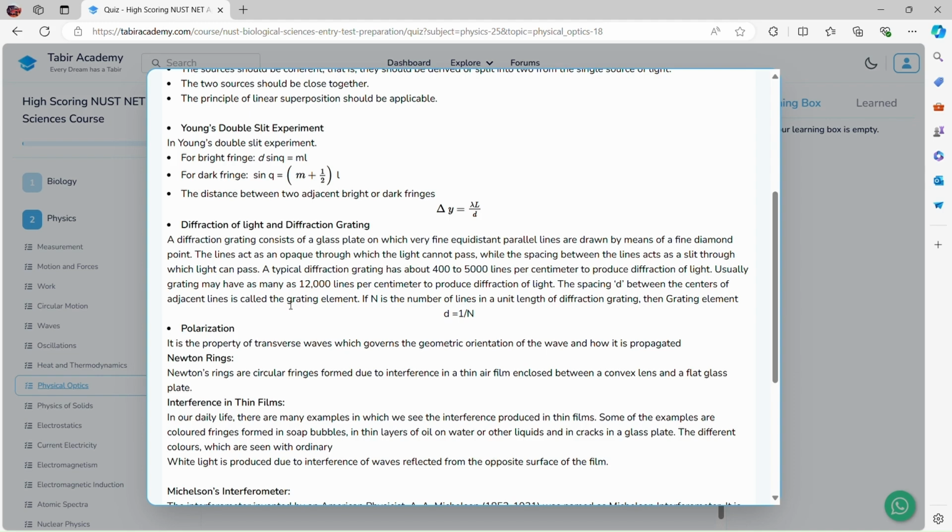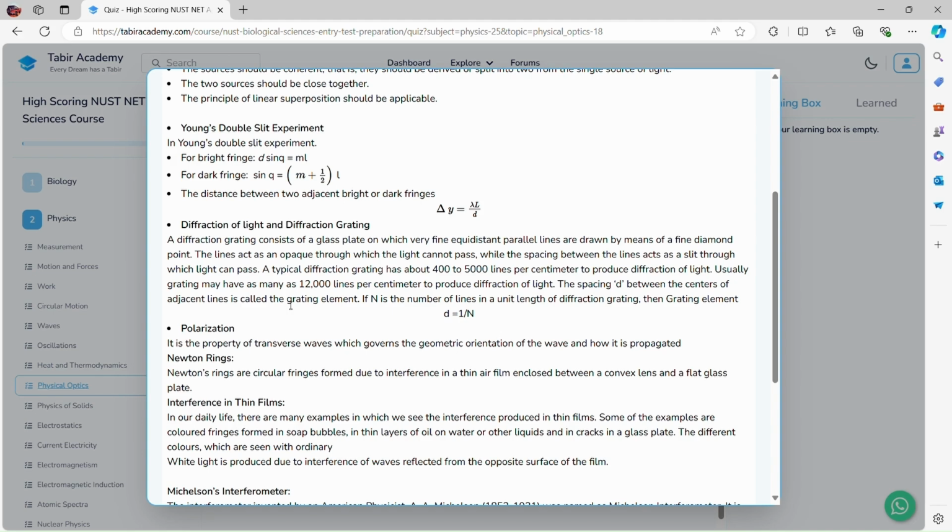A typical diffraction grating has about 400 to 5000 lines per centimeter to produce diffraction of light. Usually a grating may have as many as 12,000 lines per centimeter. The spacing d between the centers of adjacent lines is called the grating element. If N is the number of lines in a unit length of diffraction grating, then grating element d equals 1 over N.